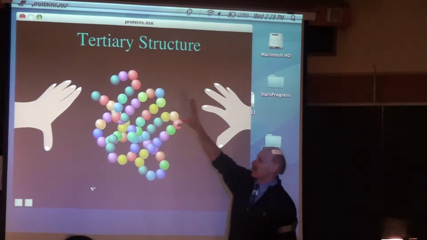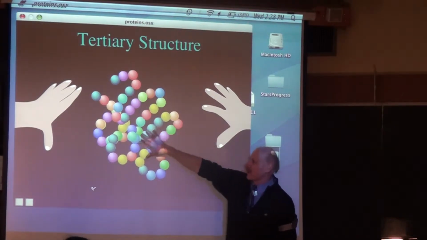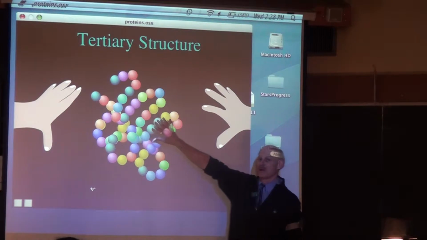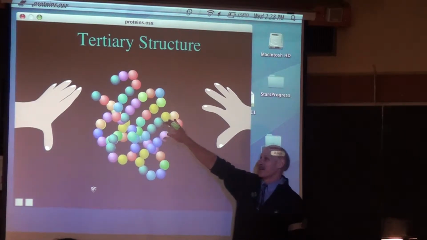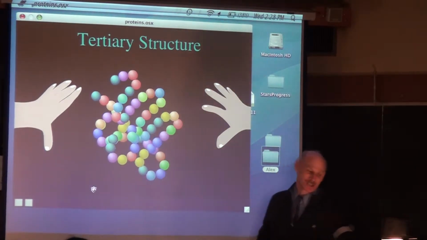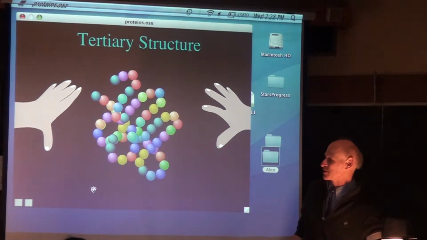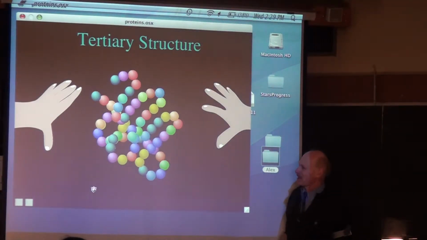And the interactions of the R groups are what drives tertiary structure. And notice that's different. When we were talking about the secondary structure, the alpha helixes and the beta sheets, that was not the R groups, that was the backbone. For tertiary structure, it is the R groups and not the backbone that drives that folding.